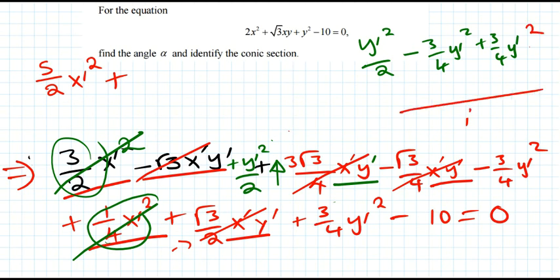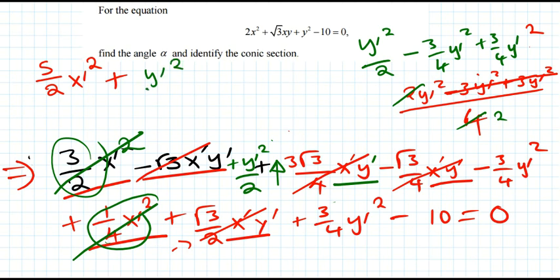Common denominator 4. 2 into 4 is 2, so 2y prime squared minus 3y prime squared plus 3. So the negative 3 and the 3 will subtract. You remain with 2. 2 there it's 1, 2 there it's 2, so y prime squared over 2 is equal to, this constant can be on the other side, it becomes a 10.